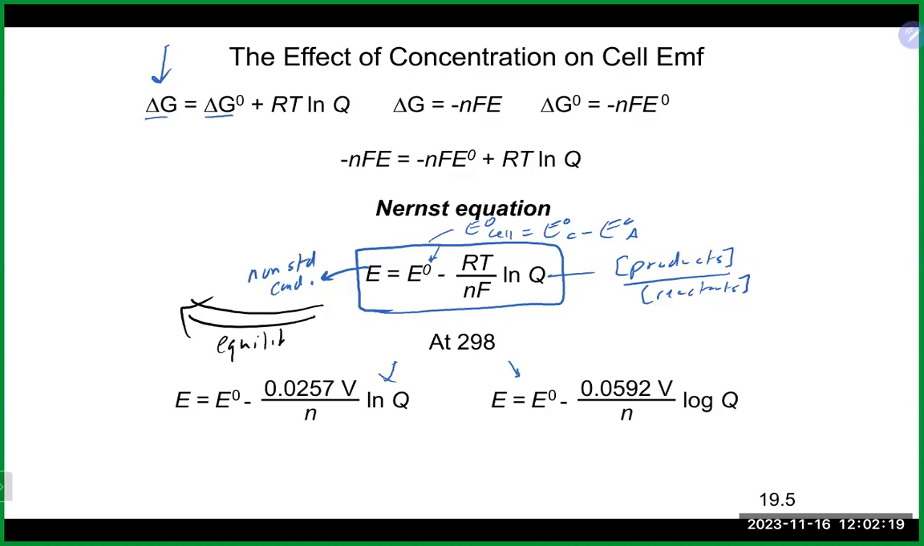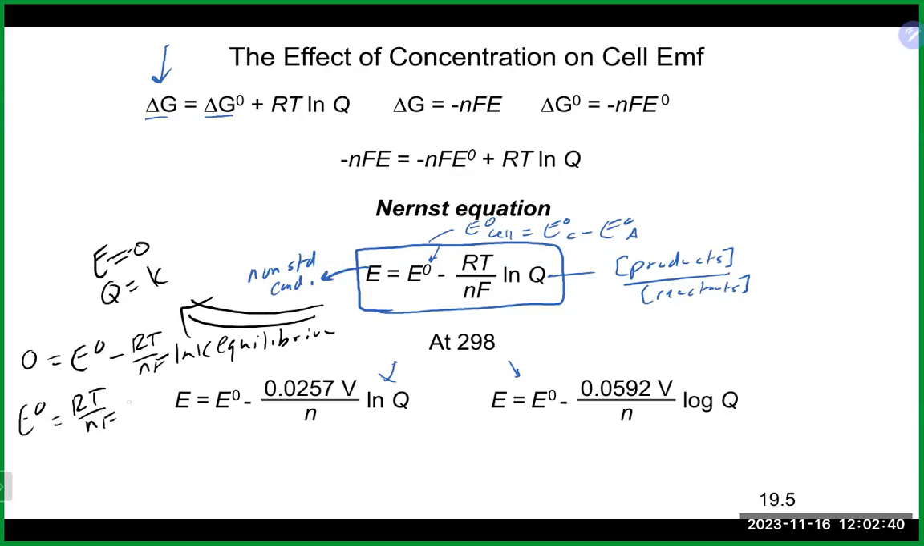And that is because when we hit equilibrium, E will equal 0 and Q will equal K, which means if you get rid of that, you get 0 is equal to E naught minus RT over nF natural log of K. And if you bring that entire side to the other, you get the equation we just used in the previous example. That's why there's no negative on that one, because we add it back to the other side.